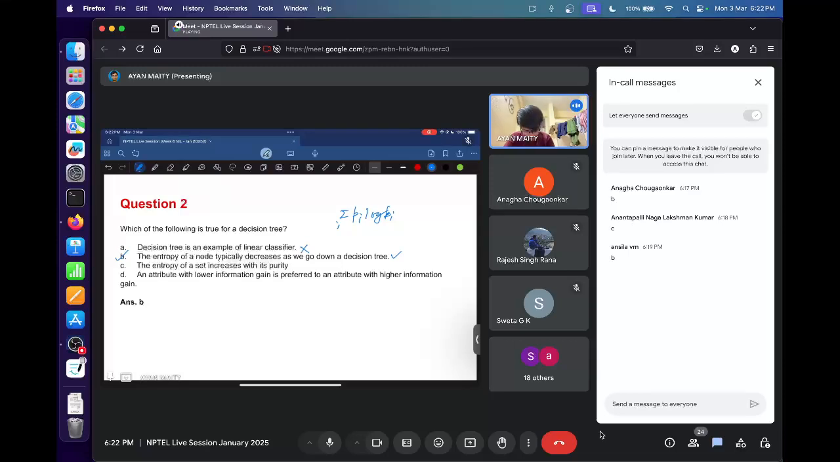So this is wrong. And option D says that an attribute with lower information gain is preferred to an attribute with higher information gain. This is certainly not correct. We always try to find the attribute with the highest information gain at any node in the decision tree. So the only correct answer is option B.